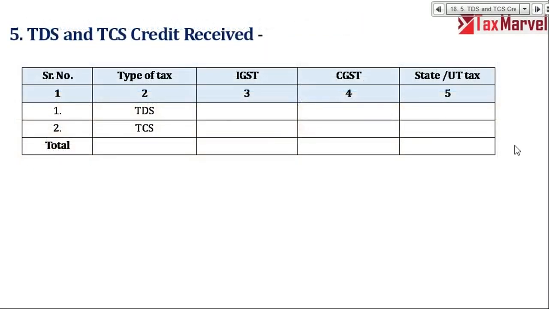Then TDS and TCS credit received. Credit received means I am supplying through e-commerce portal and Amazon or Flipkart is deducting TCS from my invoices. So they will file TCS return, and then that credit I can take it here. So this is for viewing that credit. I am supplying to government, and the government entity is deducting TDS from my payments. So that TDS credit can be viewed here in table 5, right?